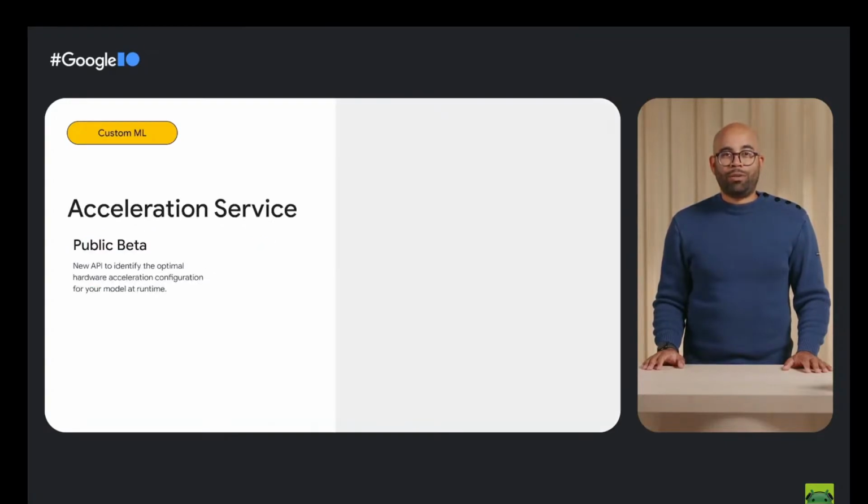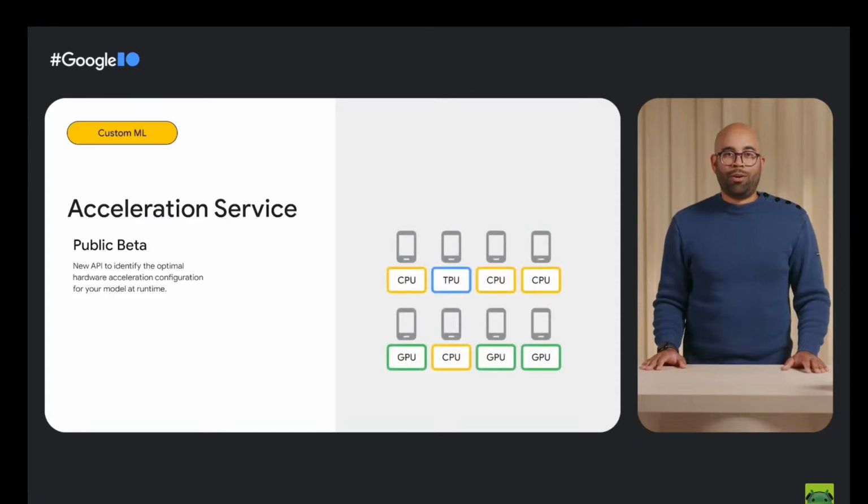As we saw before, hardware acceleration can dramatically improve inference performance, up to 10 times faster in some cases. And as a consequence, it can significantly improve the user experience of your ML-enabled application. However, identifying the right hardware acceleration configuration for each device is challenging, given the variety of hardware on Android. The acceleration service is a new API built on top of TensorFlow Lite in Google Play services that enables you to pick the optimal hardware acceleration configuration for each device.